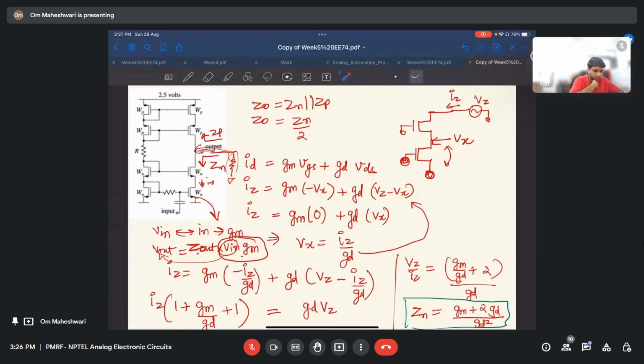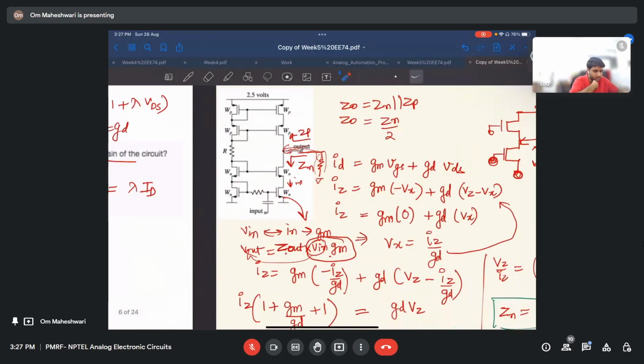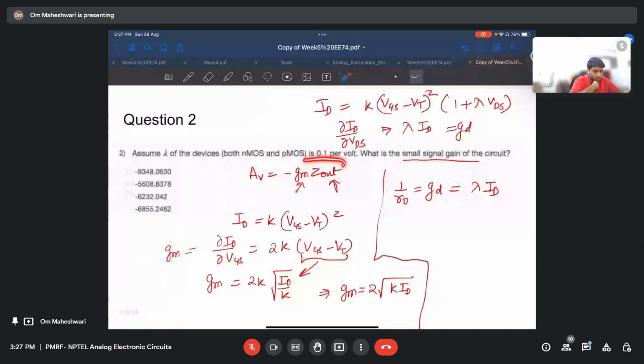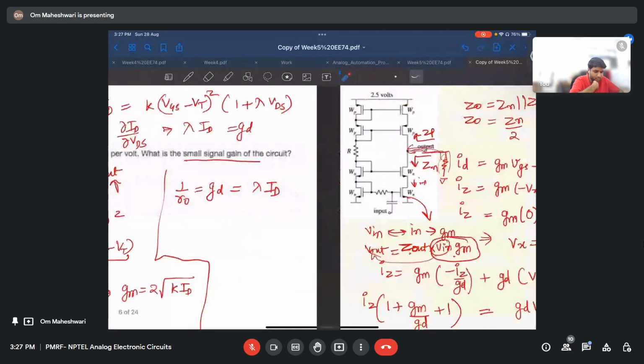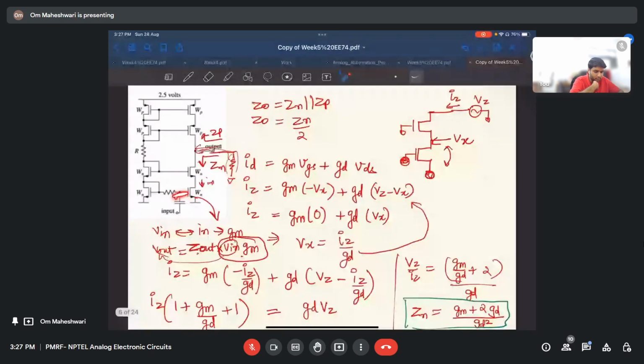That is how it comes to be GM into Z out. And this term is minus because of this common source configuration only. So if you increase this, it will decrease, and something like that.